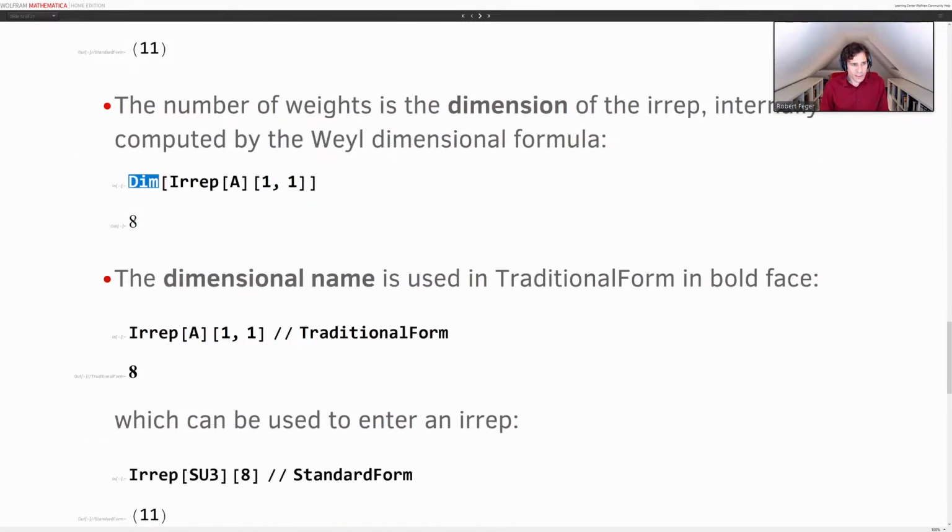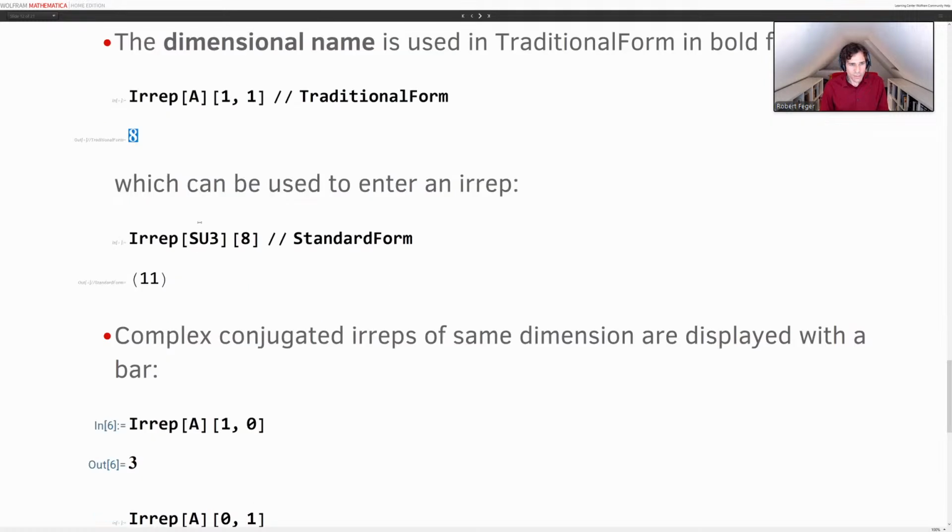And instead of the Dynkin label, like here, the dimensional name is usually used, especially in physics, which is output here in traditional form in boldface. So this representation in traditional form, which is the default, is then output as a boldface 8. And this can also be entered. So here you can enter it by just saying the dimensional name of the irrep, but here you have to specify that it's SU3 because there are 8-dimensional representations in other Lie algebras as well. So this is not unique. Here you need that.